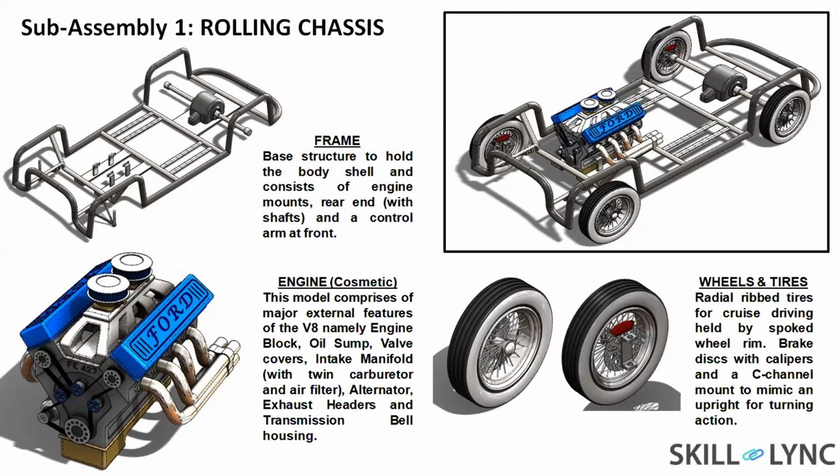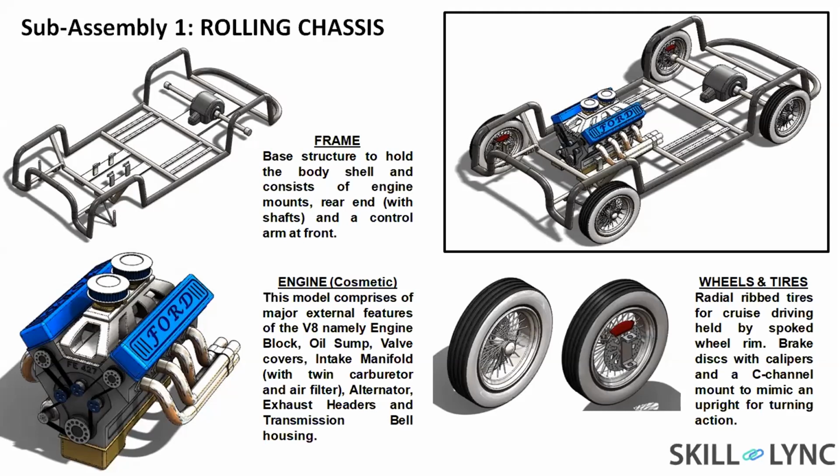For the tires of this vehicle, I wanted to keep this model as a touring kind of vehicle. So I decided to go with the old school spoked wheels, which would give a really nice look, with ribbed radial tires, which would be great for cruising in general. So I had to make two variants of the tires. The front only has an addition of a C channel, which gave me the flexibility to mimic an upright, so I could give the model some steering action.